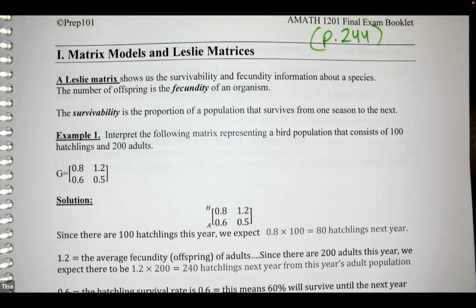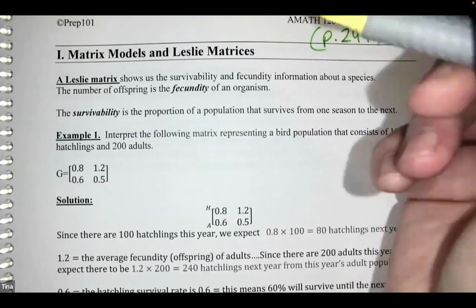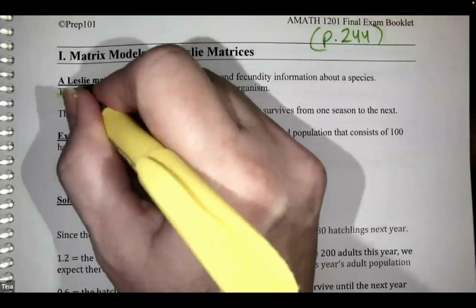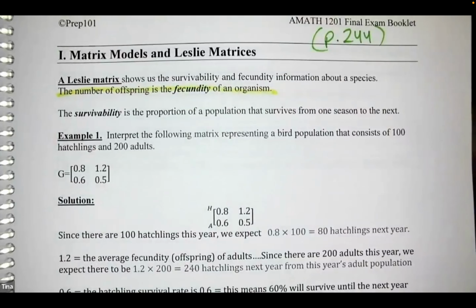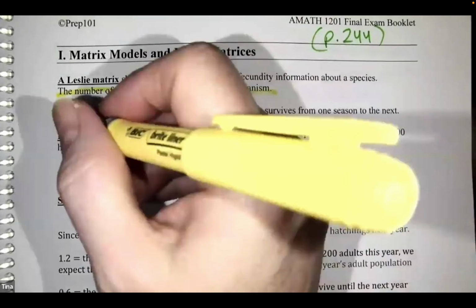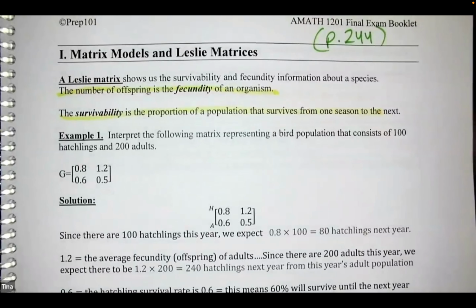So page 244. Okay. So when we call it a Leslie matrix, it shows us the survivability and fecundity information about a species. The number of offspring is the fecundity. The survivability is the proportion of a certain population that survives from one season to the next.